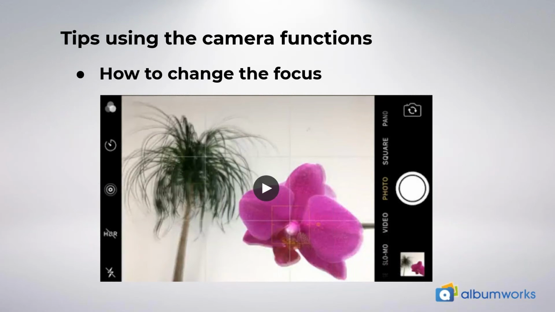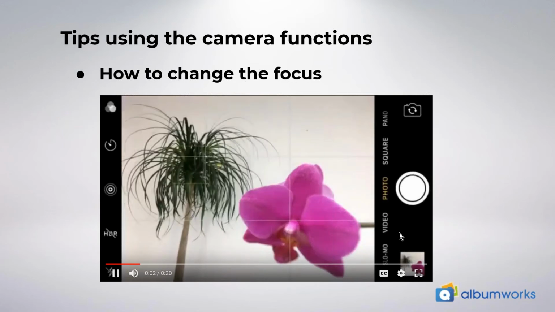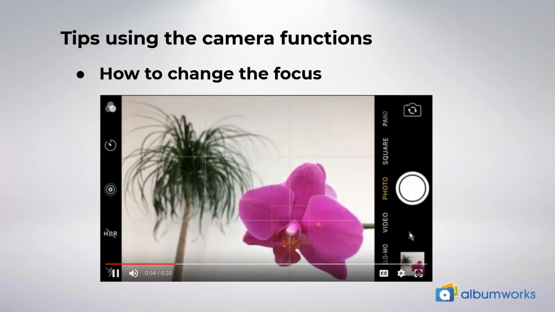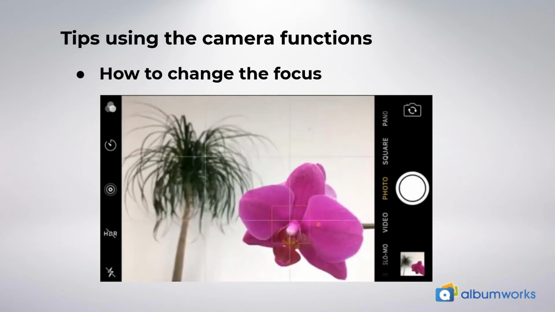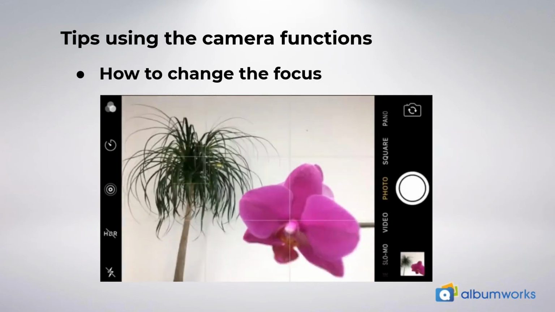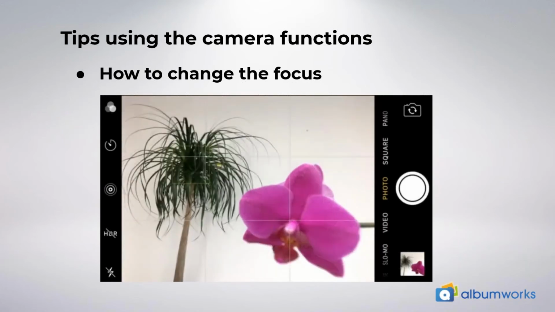But you might want the camera to focus on something further away in the background. All you have to do is to use your finger to tap on the subject matter. In the short video here, I'm switching between the orchid in the foreground and the palm tree in the background. All I have to do is tap the orchid or the palm tree to bring it into focus.